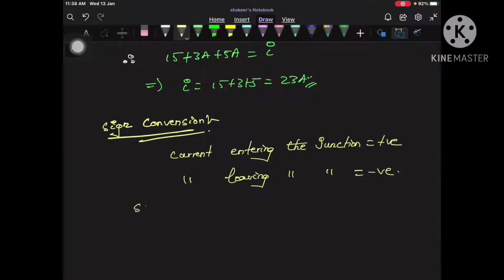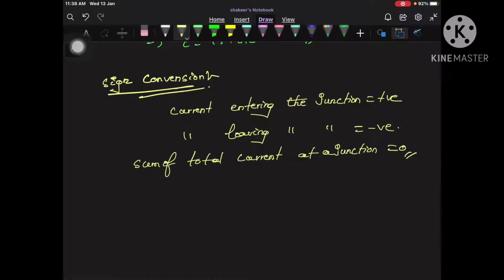So therefore what I can write, I can say that sum of total currents at a junction should be equal to 0. What is the reason? Because some of the currents are positive and some of the currents are negative. So definitely total sum of currents at a junction should be equal to 0. Or in another way how I can say that, if I don't know the directions of current, for example consider this is one junction, okay, so let here current is I, here current is I1, this is current I2, and this one is current I3.